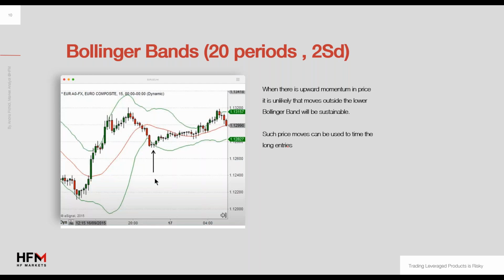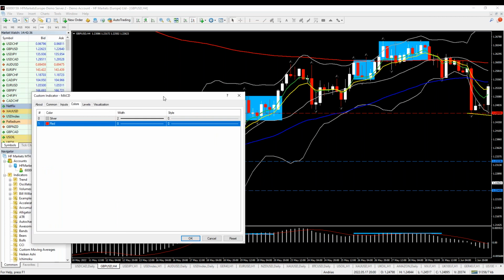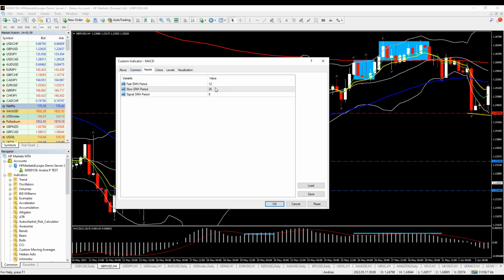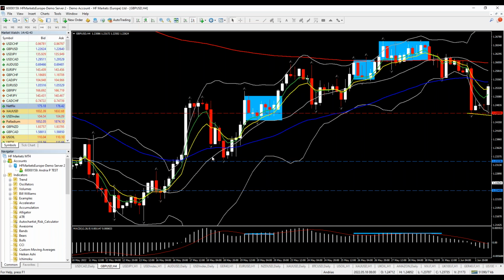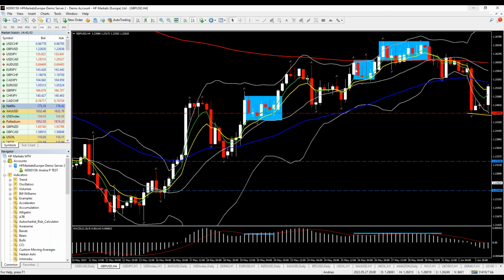So in today's strategy, we use MACD on the default settings. So 12, 26, 9. Our MACD is based on these default properties, so you don't change the value of MACD. And our Bollinger Bands are 20 period with deviation 2. So again, default. I'm using the default settings for today's strategy.